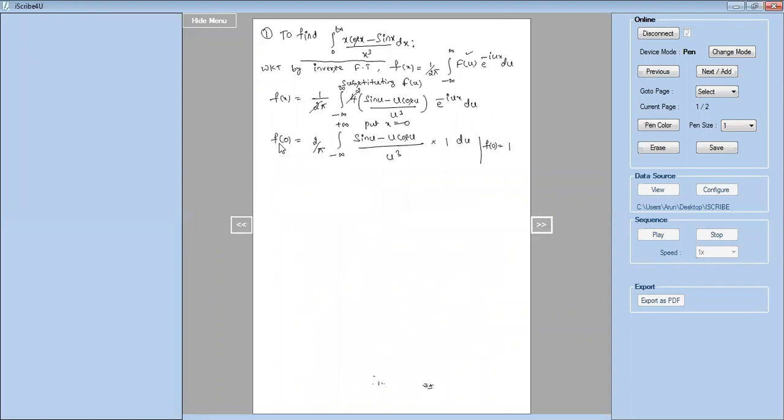1 is equal to 2 by pi into this integral. See, this entire thing becomes an even function, because when I put u is equal to minus u, sine of minus gives minus, and here you get minus of minus plus u. Here also minus will come outside. If I take minus common and cancel, this will not change. That means when I put u is equal to minus u, this function will never change. So I can say it is an even function.